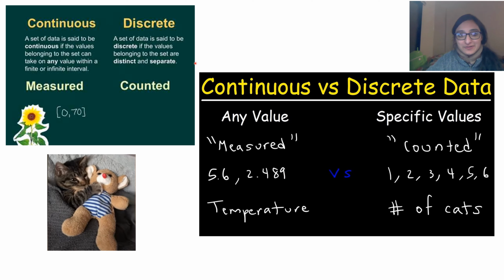So that's continuous. And discrete, here we're talking about discrete in terms of categories. A set of data is said to be discrete if the values belonging to the set are distinct and separate. So it's countable. You have specific values, you can count them: 1, 2, 3, 4, 5, 6. You can count, for instance, the number of cats.